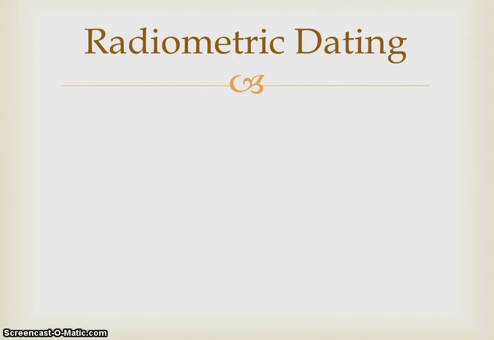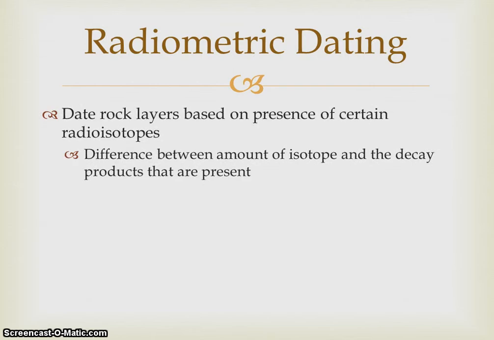An important tool for paleontologists is radiometric dating. This is where you date rock layers based on the presence of certain radioisotopes. And to do this, you find the difference between the amount of isotope that is present and the decay products that are present.